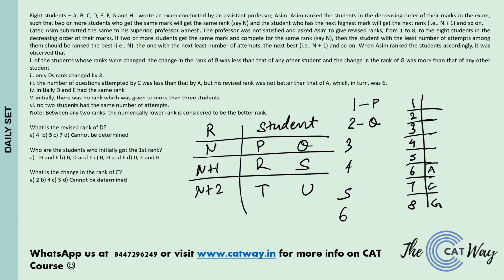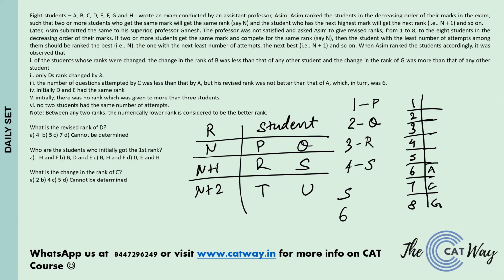Now coming to R and S, whoever has got the lesser number of attempts will be getting rank 3 and the other one will be getting rank 4. So what you can tell from here is that, let's say R had the lesser number of attempts. So R will be taking this position, S will be taking the 4th position.